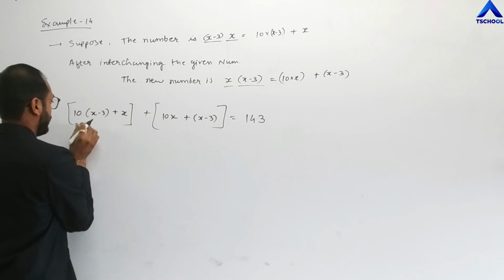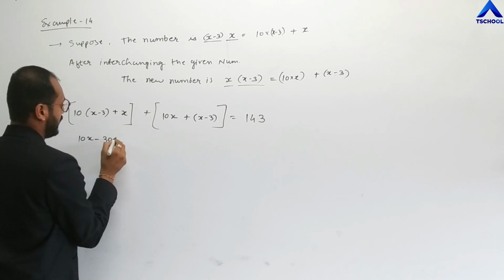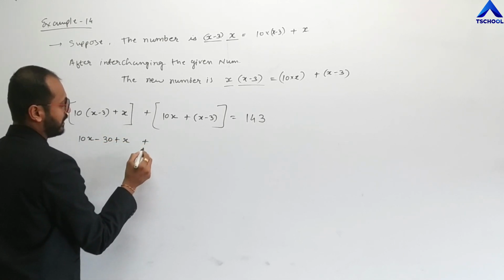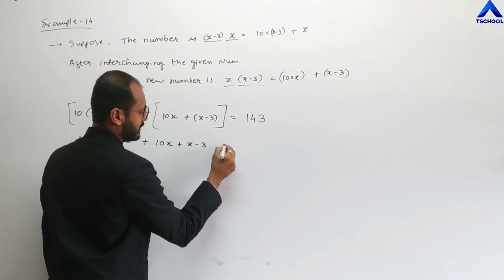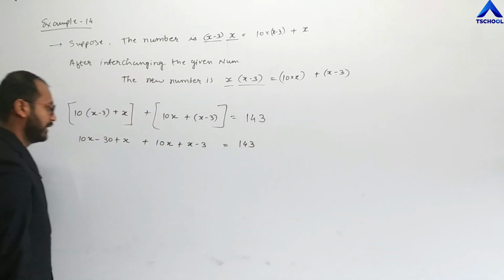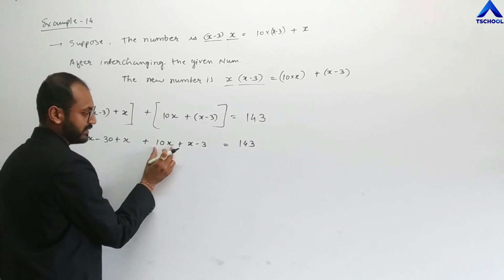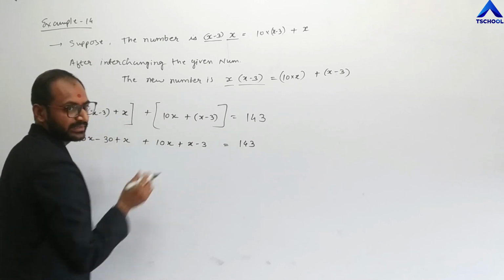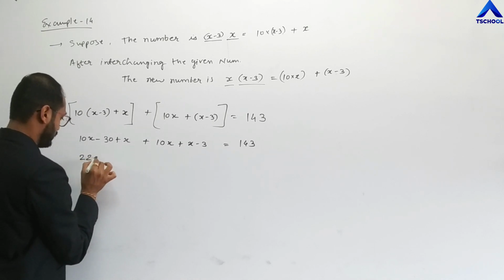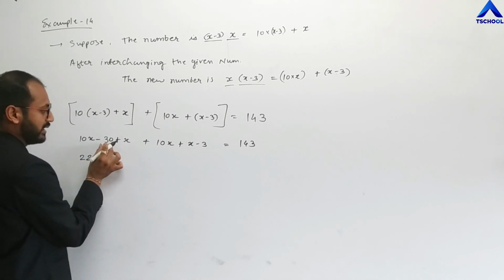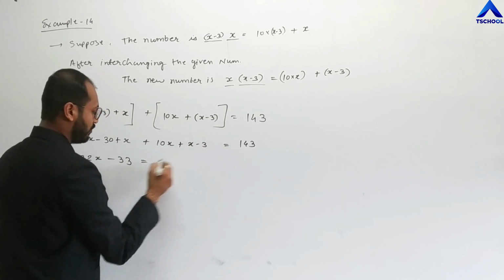Let me open this bracket first, the smaller bracket. So here is 10x minus 10, is a 30 plus x, plus here is 10x remain as it is, plus x minus 3 remain as it is, equals to 143. Again here this 10x plus x is 11x, plus 10x is 21x, plus x is 22x. Total addition is 22x. And here is minus 30 and minus 3, that gives minus 33 equals to 143.